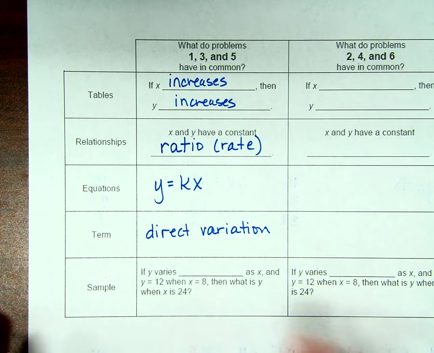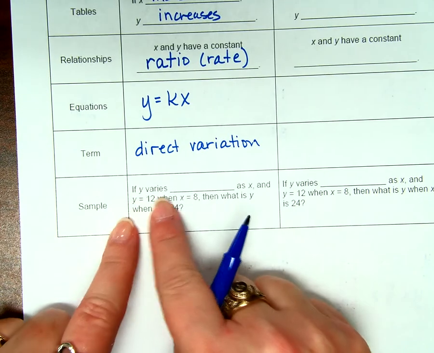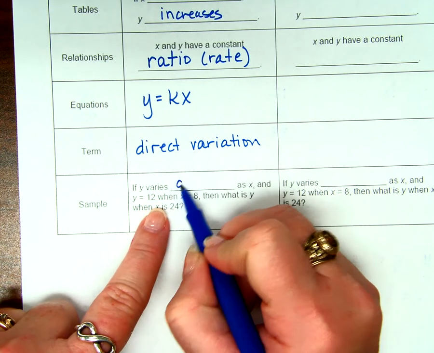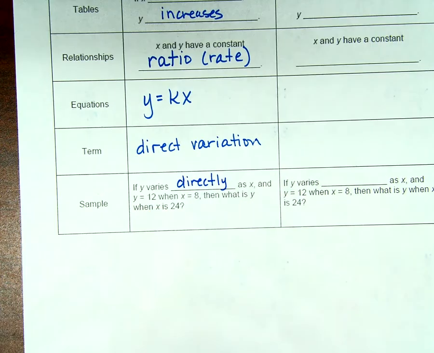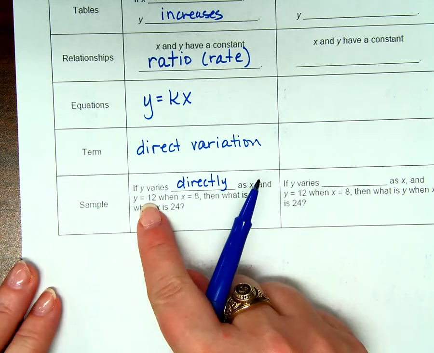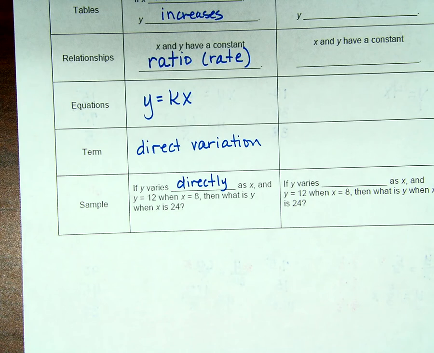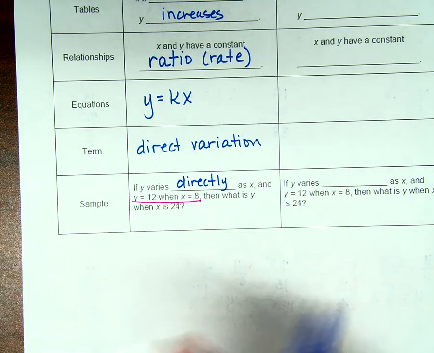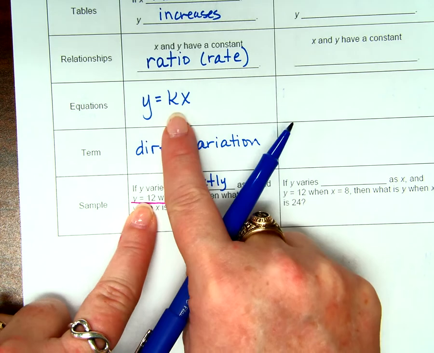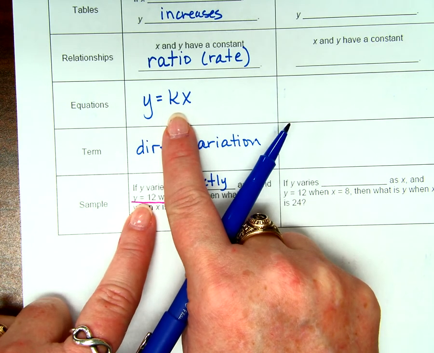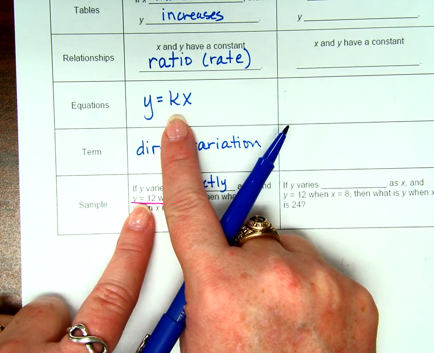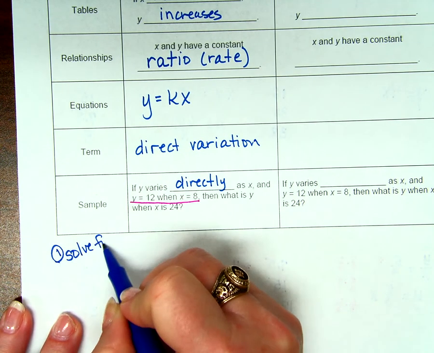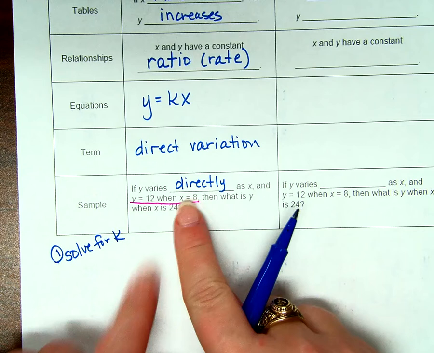Got it? So look at the problem with me real quick. If y varies directly as x, and y is 12 when x is 8, then what is y when x is 24? So it actually tells us some information right here. If I already know x and y, what am I going to do first? The first thing I have to do is solve for k, using what it tells me at the beginning.